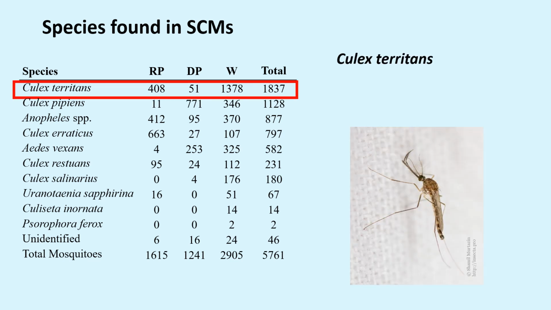First of all, we have Culex territans. Now, I think this is probably one of the species that is talked about less often, so many of us probably aren't too familiar with it.